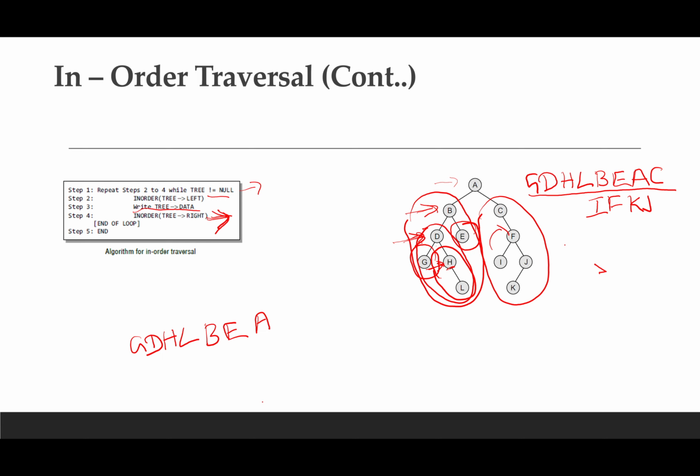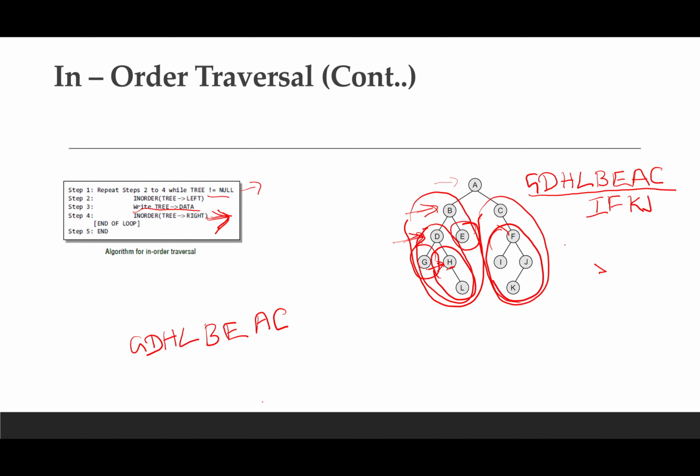We check the condition, it is true. Okay, the condition is true. So then it will call inorder(tree->left). It doesn't have any left child. So it will write tree->data. So tree->data, it is C. Okay. Then next it will call inorder(tree->right). So this is the right.